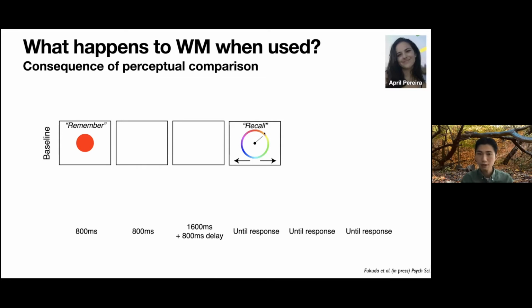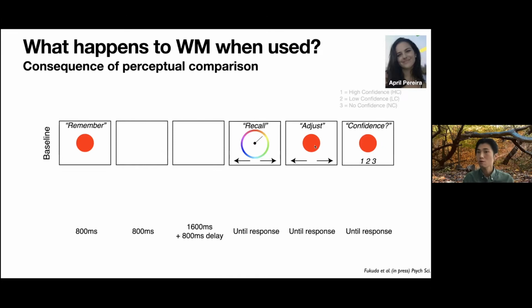After they picked the color on the color wheel, we presented a color patch with the selected color and asked them to fine tune the color so that they can be satisfied with the accuracy of their report. Once they are satisfied, we ask them to report their confidence in the accuracy of the report, from high confidence to no confidence.